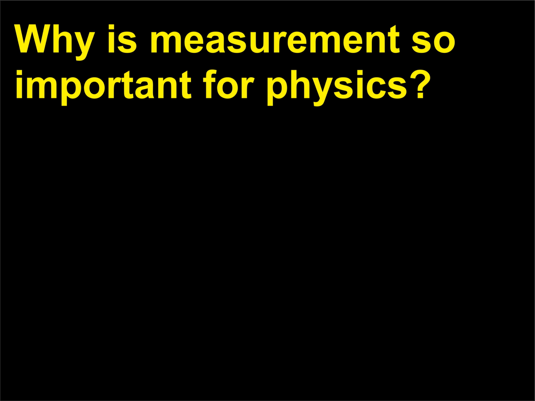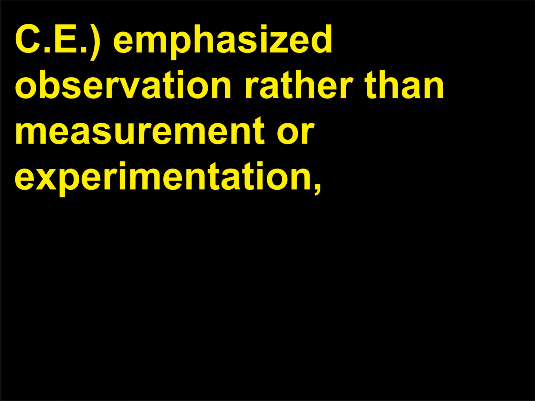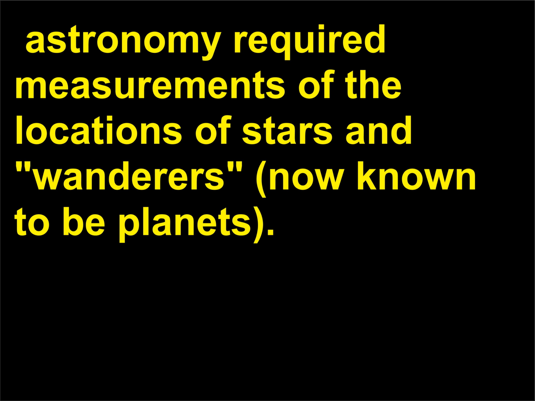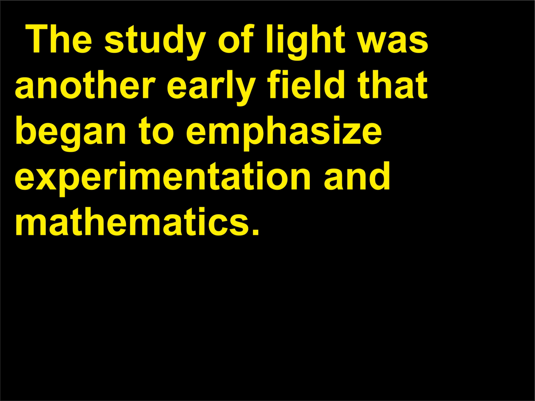Why is measurement so important for physics? While Aristotle, 384-322 BCE, emphasized observation rather than measurement or experimentation, astronomy required measurements of the locations of stars and wanderers, now known to be planets. The study of light was another early field that began to emphasize experimentation and mathematics.